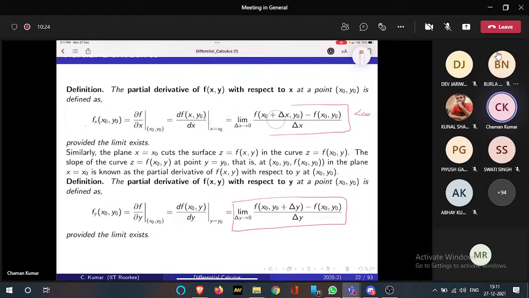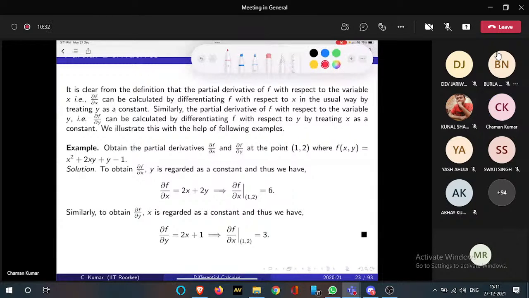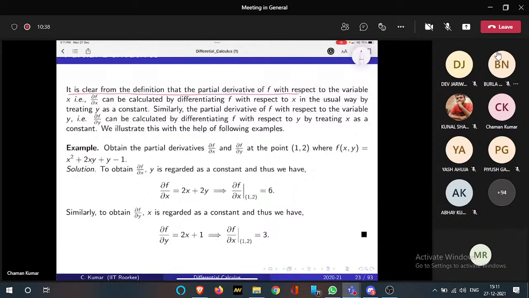Okay, so now let us see that it is clear from the definition that the partial derivative of f with respect to the variable x can be calculated by differentiating f with respect to x in the usual way by treating y as constant. As I said, you fix the variable y for the partial derivative with respect to x. And similarly, the partial derivative of f with respect to the variable y, we differentiate f with respect to y by treating x as a constant. Okay, so in that way you can calculate the partial derivatives.